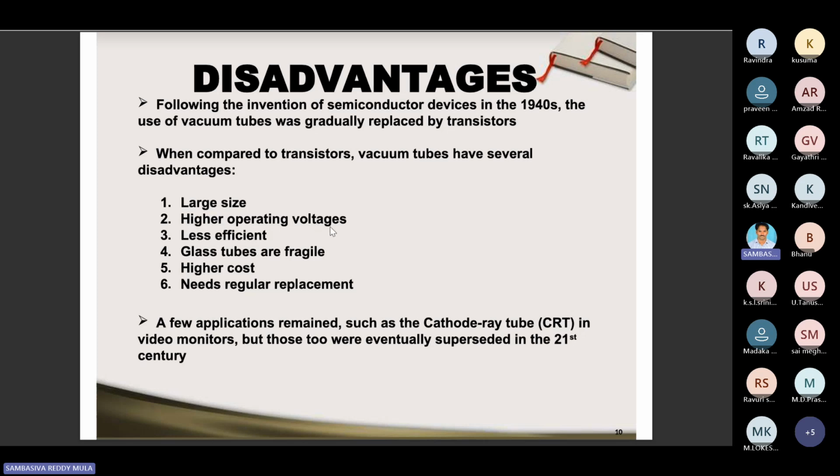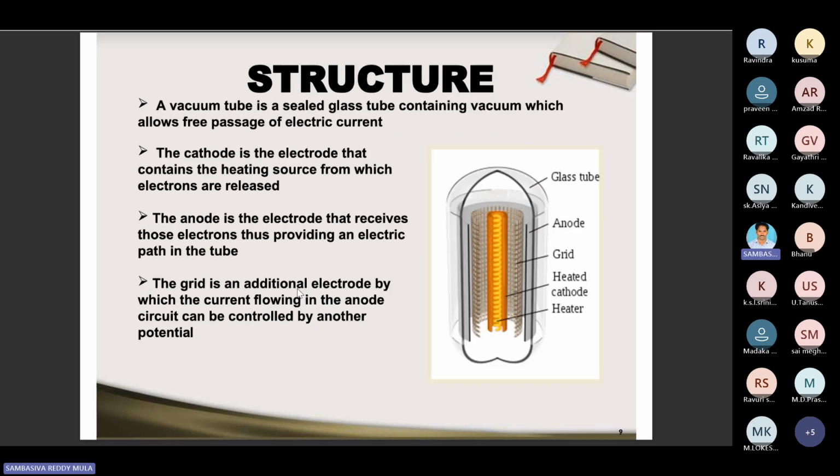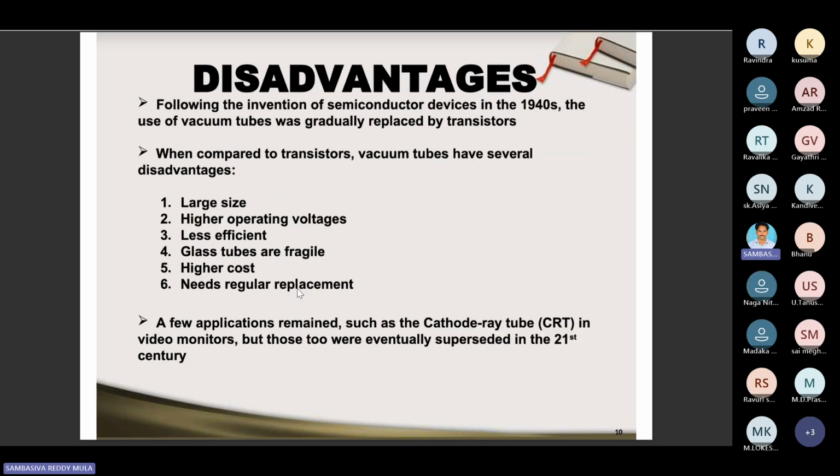Higher operating voltages and less efficient, and glass tubes are fragile, higher cost, and needs regular replacement. Whenever the filament is blown, which generates the heating, we need to replace that vacuum tube again. Okay, so it needs regular replacement. These are the drawbacks with these vacuum tubes.